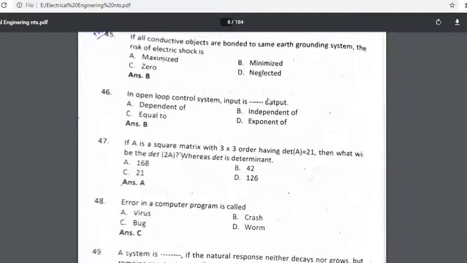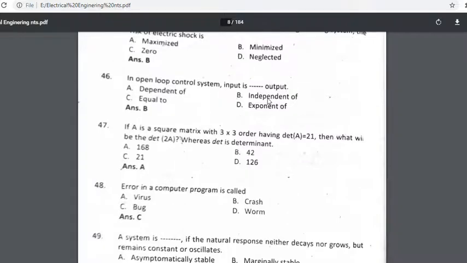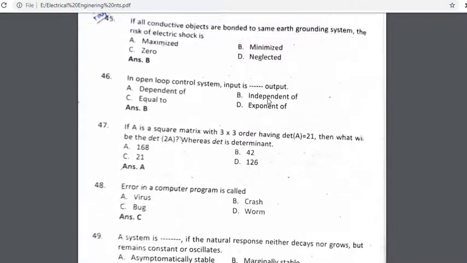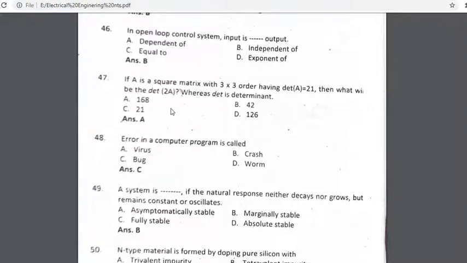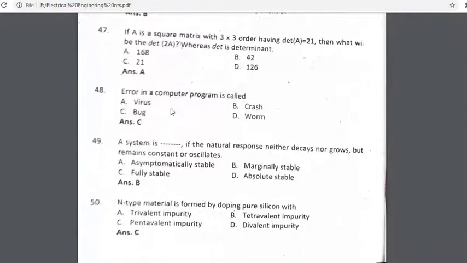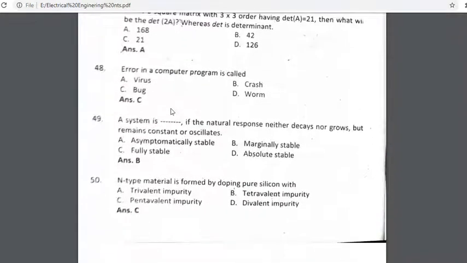In an open loop control system, input is what? Independent of output. But in a closed loop control system, input is dependent on output. So we are taking the determinant here. Error in the computer is called what? Bug.